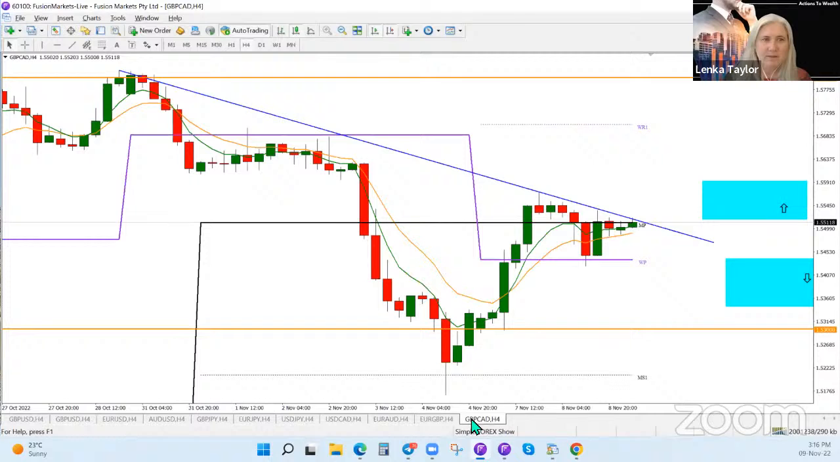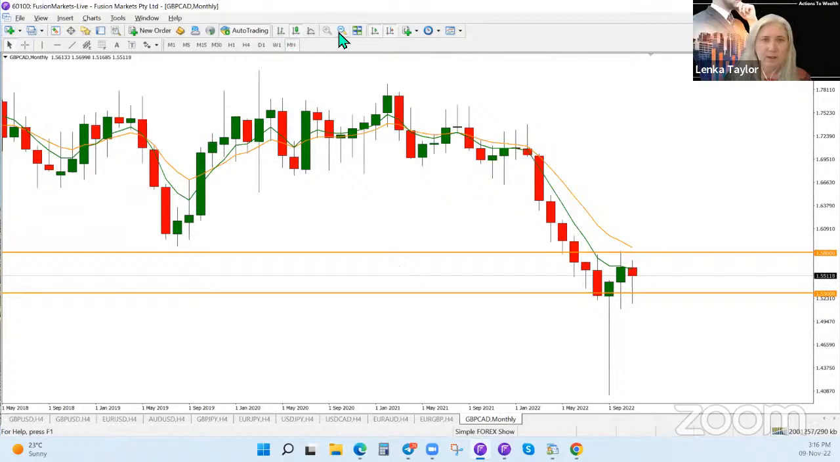And the last currency pair is GBP CAD. I'm looking to see where the price goes from this range where it is now. It's going sideways, basically between the weekly pivot and monthly pivot. So looking for that to break out first.